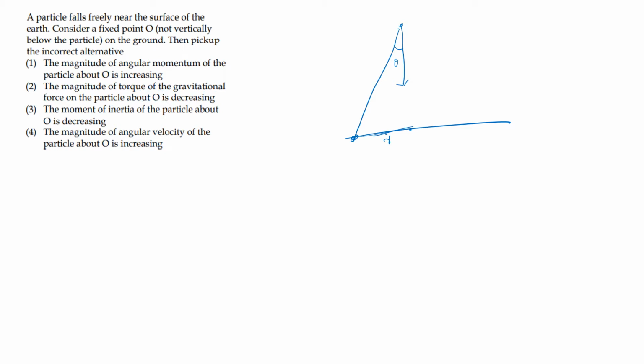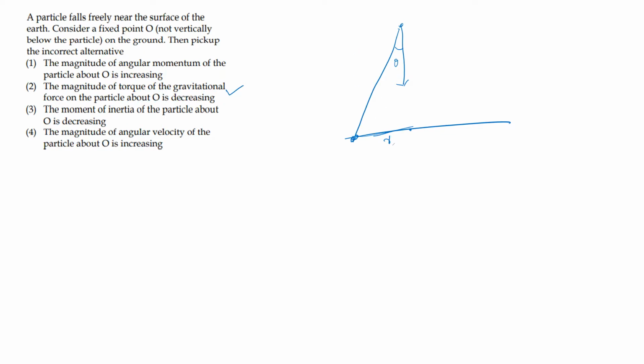What they are asking: the magnitude of the torque of the gravitational force on the particle about O decreases. They are asking for the wrong statement. So this is a wrong statement. The moment of inertia of the particle about O decreases, because as it comes down, R decreases.